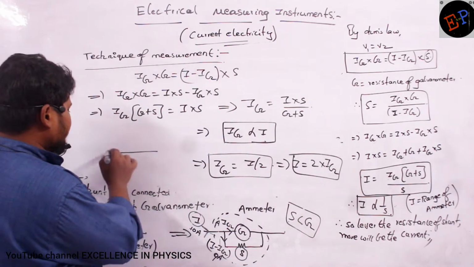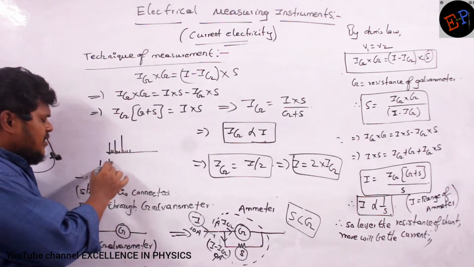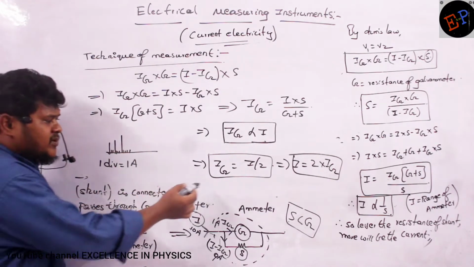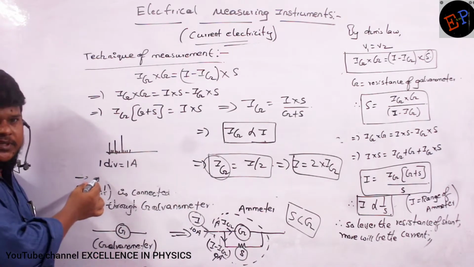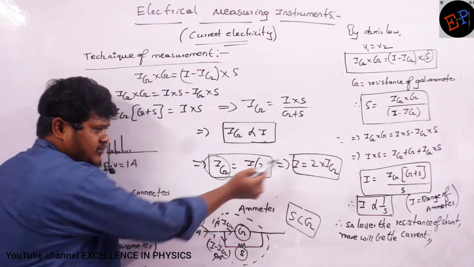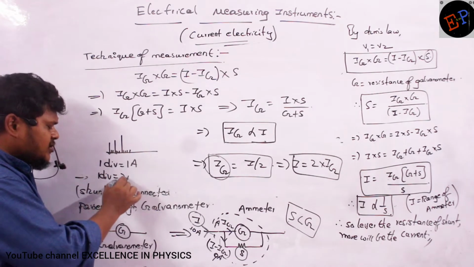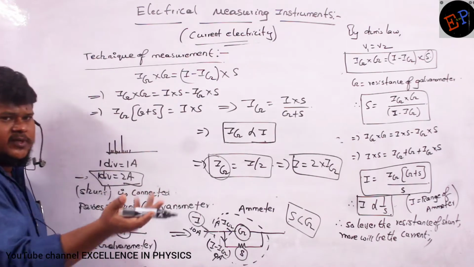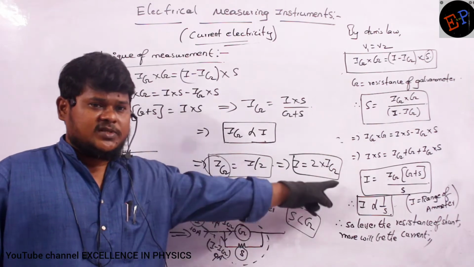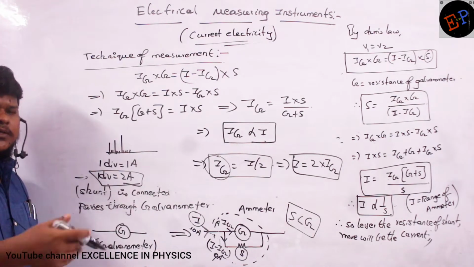On the scale we have this kind of readings, no? Let us consider 1 division is equal to 1 ampere, for example, for the Ig reading. But if I want to measure I value directly, what do I have to do? If I take 1 division as 2 amperes instead of 1 ampere, then I am directly measuring I value instead of Ig value, because Ig is half of I, or I is 2 times Ig. This is the technique of measuring I value directly instead of Ig value.